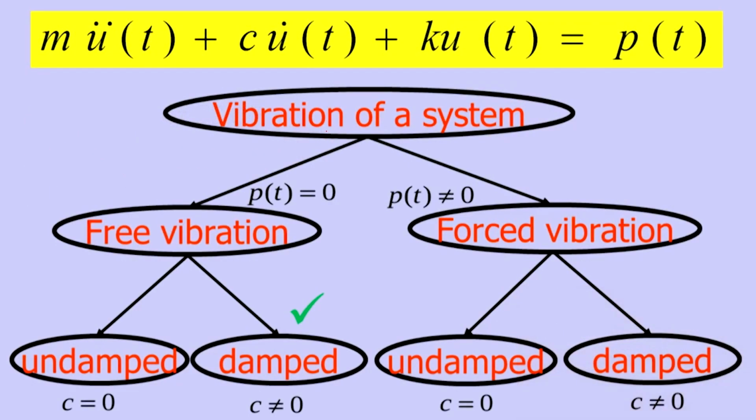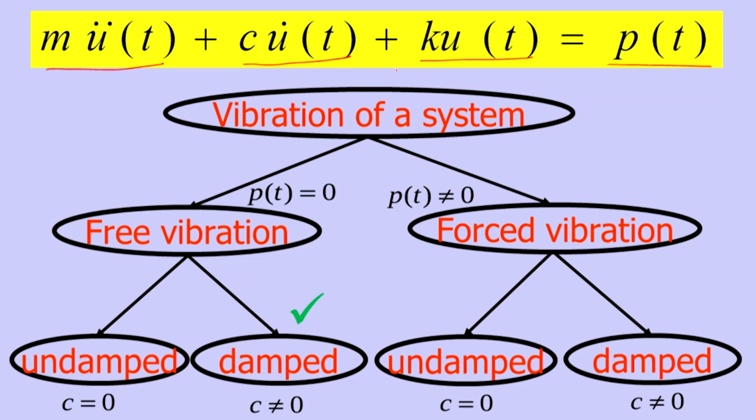As you already know, the dynamic equilibrium equation consists of three forces. The first one is the inertia force, the second is the damping force, and the third is the stiffness force or elastic force. On the right hand side we have the externally applied force, which is a function of time. Displacement, velocity and acceleration are also functions of time. This is the vibration of a system represented by the dynamic equilibrium equation.